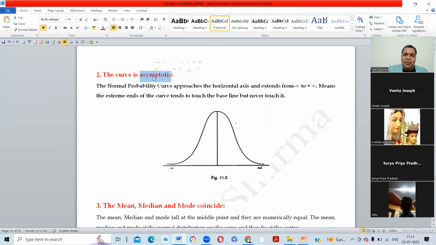Number two, this curve is asymptotic. What does asymptotic mean? It means the left tail or right tail does not touch the baseline. There is one baseline from here. You can see that the normal probability curve approaches the horizontal axis and extends to the extreme ends of the curve. One is a left tail, one is a right tail. This is the right, this is the left. They are not touching the baseline. That's why it is called asymptotic.